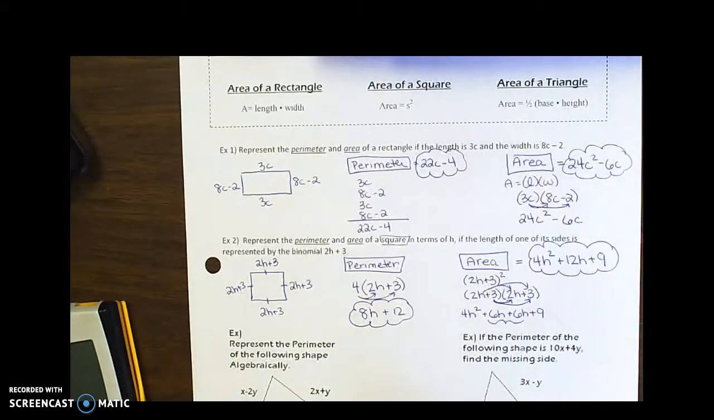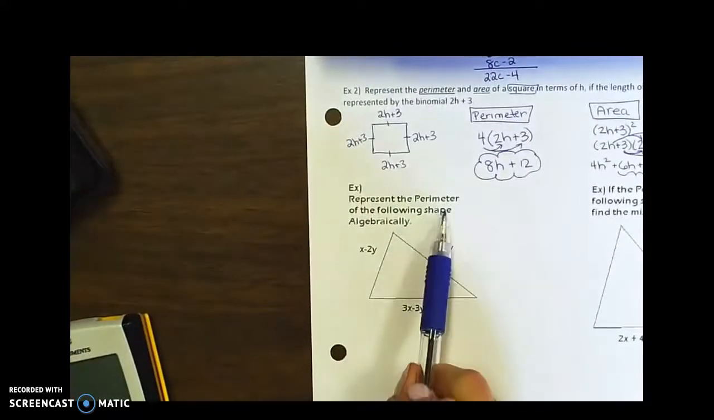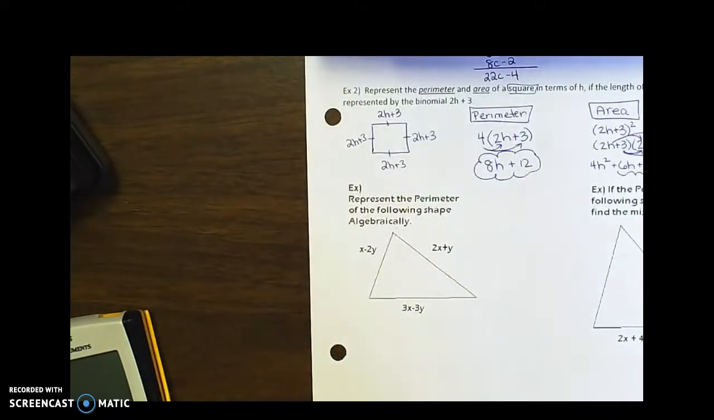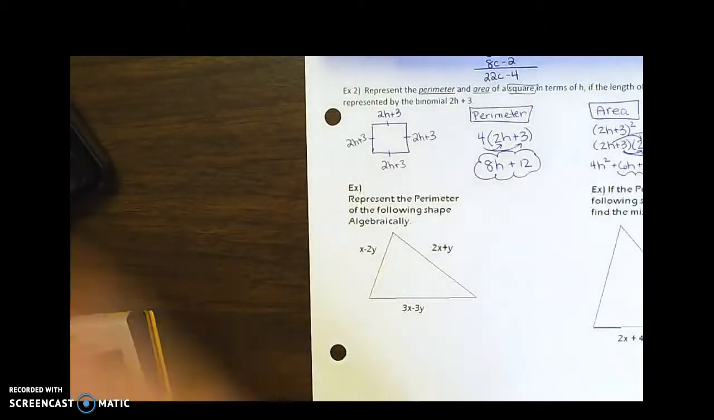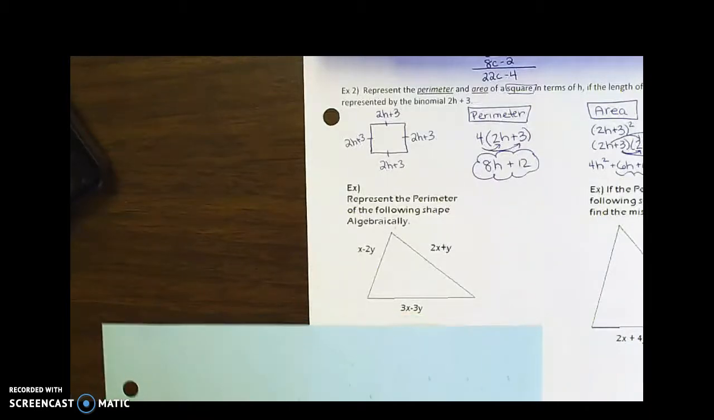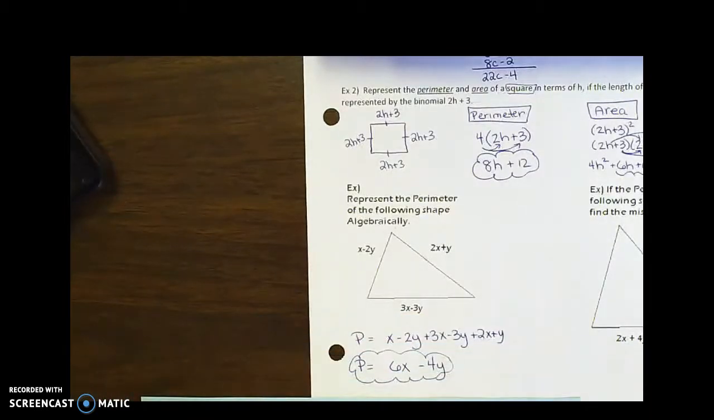All right, let's take a look then at our following example here. Represent the perimeter of the following shape algebraically. So at this point, I'm going to have you pause the video. I'd like you to go ahead and find this perimeter. All right, let's go ahead and check your work. So were you able to add all those sides together to get 6x minus 4?